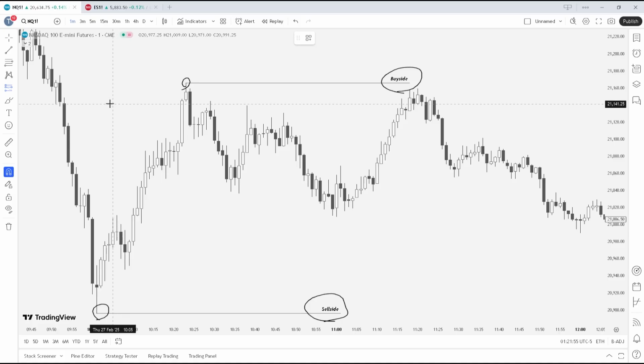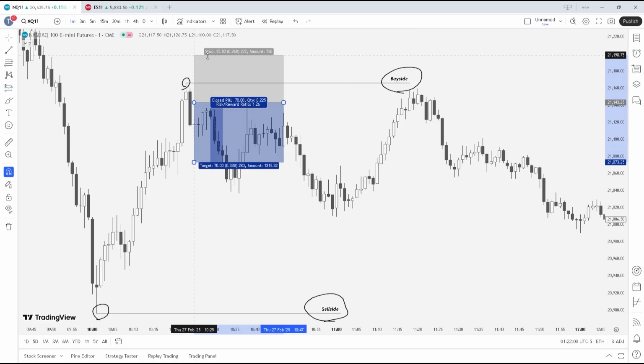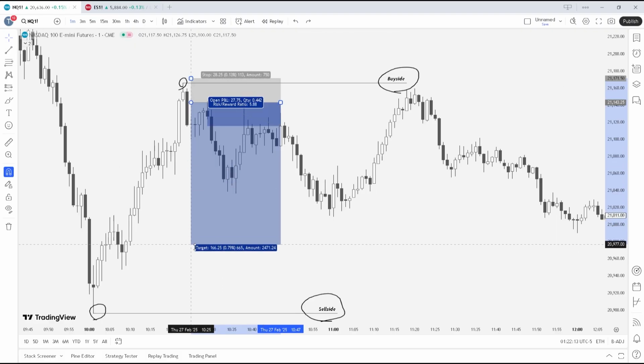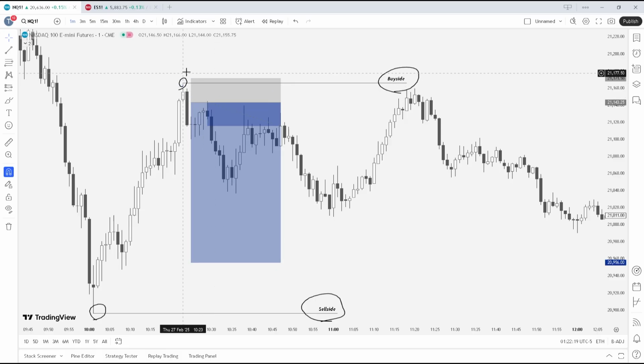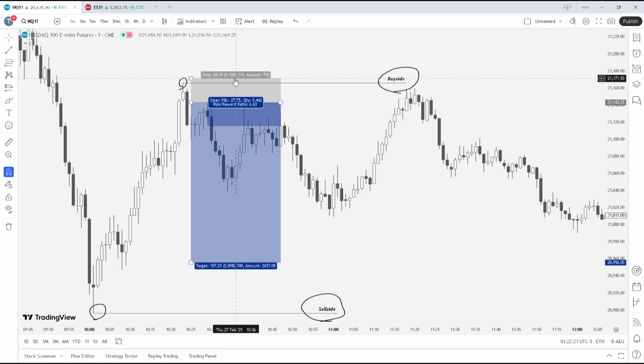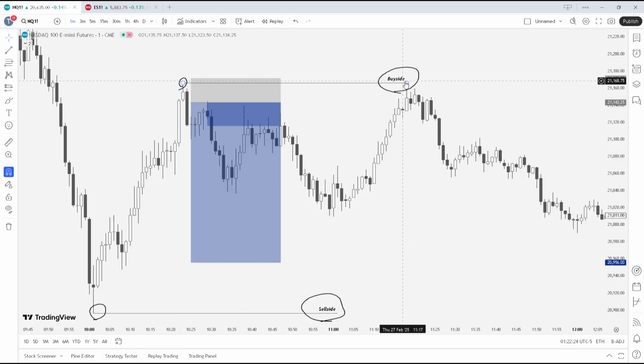And in the same way, if you took a short right here, you would put your stop loss above this swing high. So you're in a short position, you're selling right here, and you want to put your stop loss above this high. So you have a buy stop above the swing high. That's why it's called buy side liquidity.